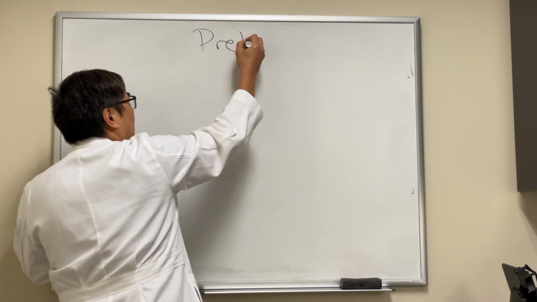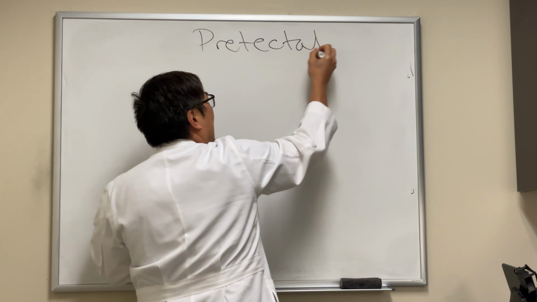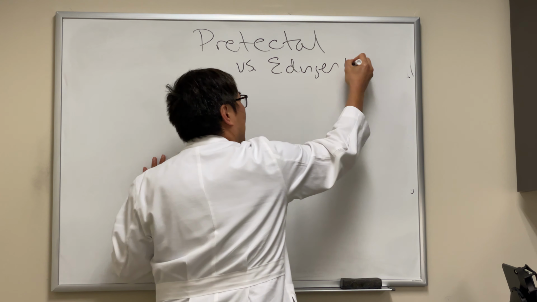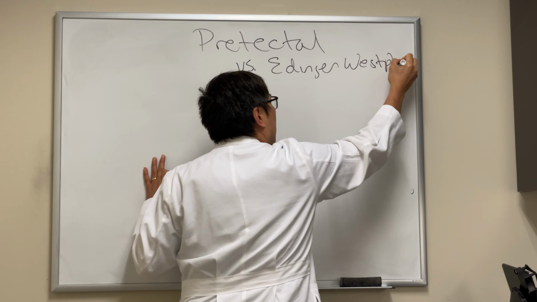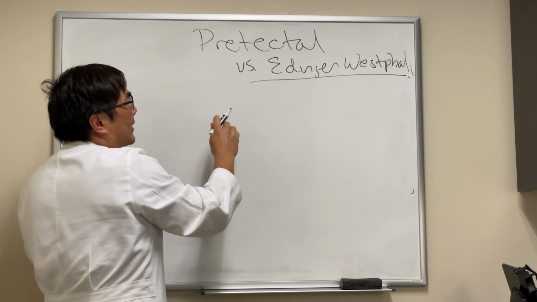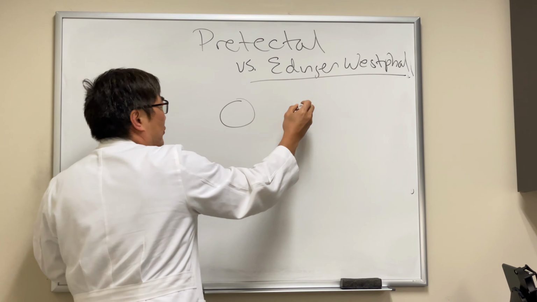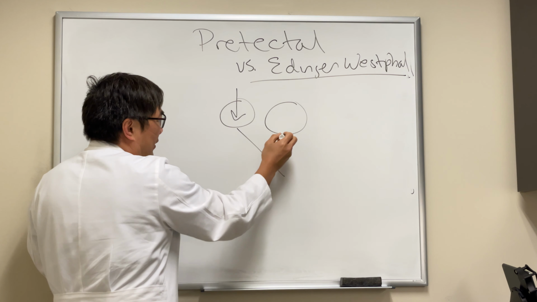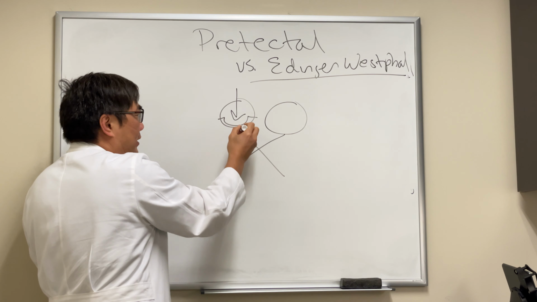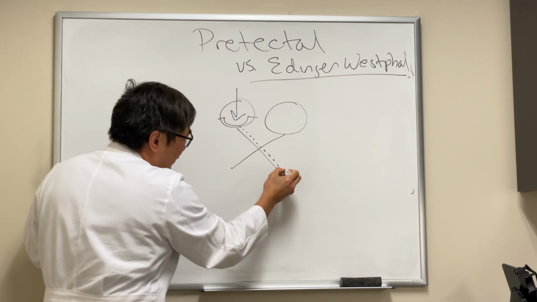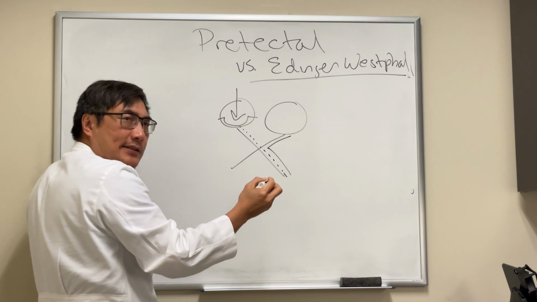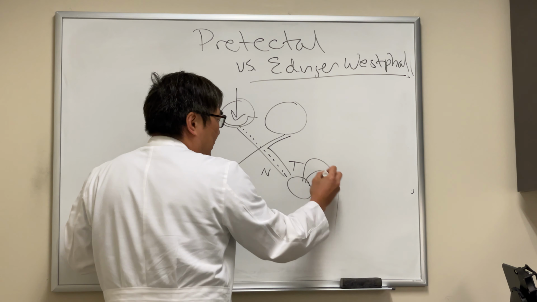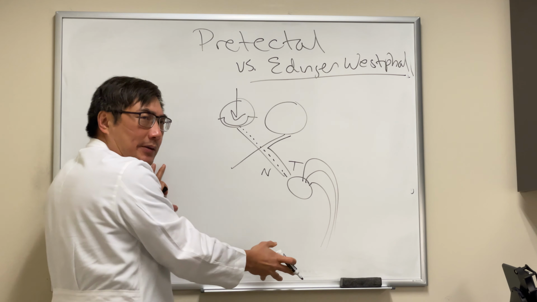So somebody asked about the pretectal nuclei versus the Edinger Westphal nucleus. And basically, the visual pathway: the light comes in and hits the optic nerve after being transduced in the retina. The signal for the nasal fiber crosses, the temporal fiber is uncrossed, and it's going to the geniculate body, and then the radiations to the occipital cortex.